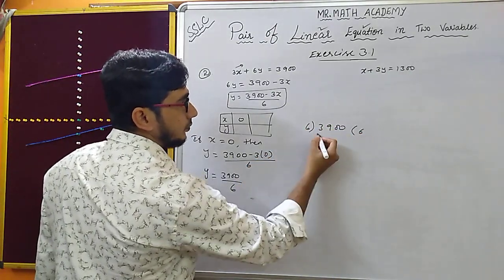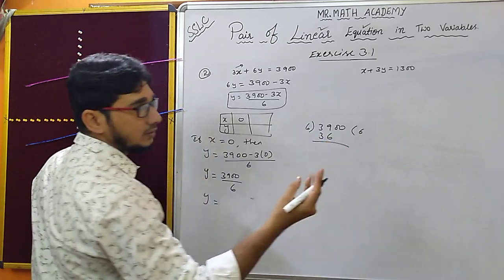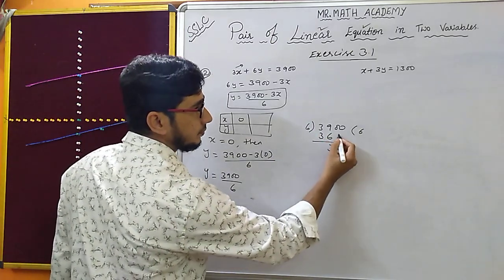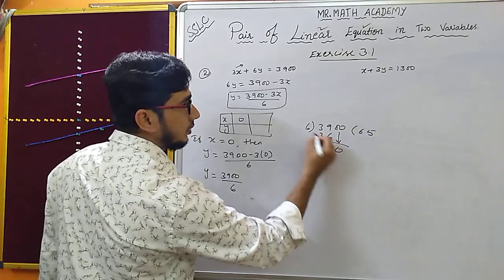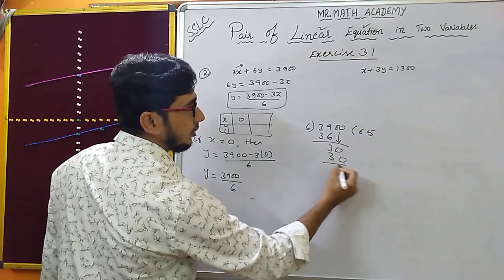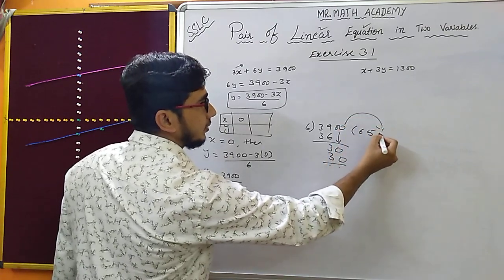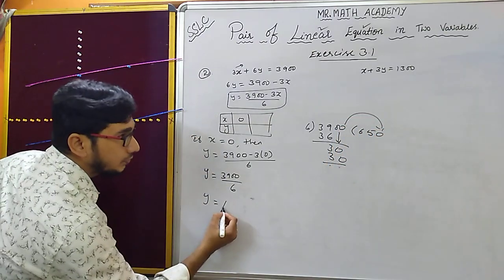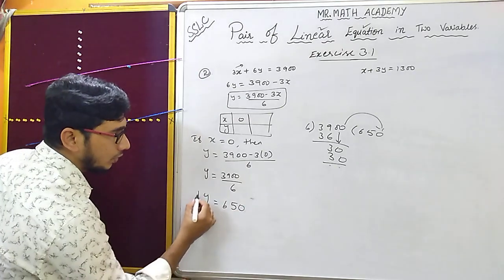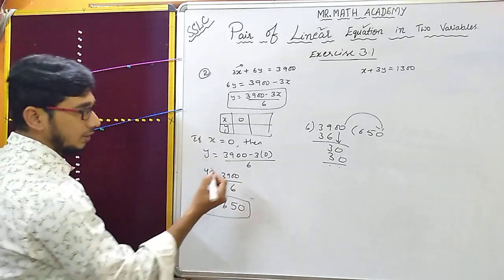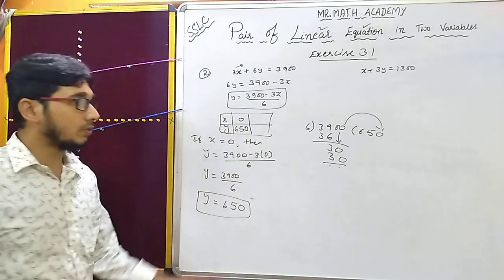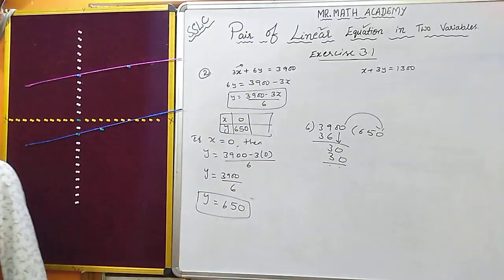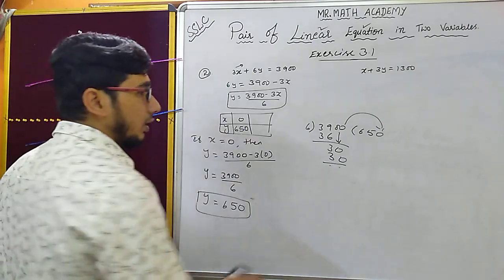6 6s are 36, 37, 38, 39, 3 remaining. 6 5s are 30. So remaining 0, shift it here. So it will become 650. So y is 650. Write down here 650. So you got the value of one point, x and y you got. Let us go for the next.